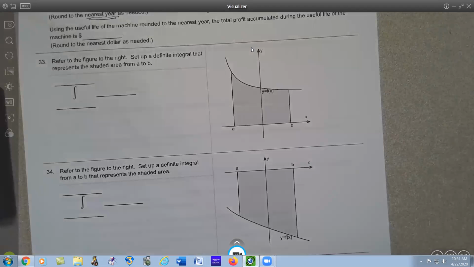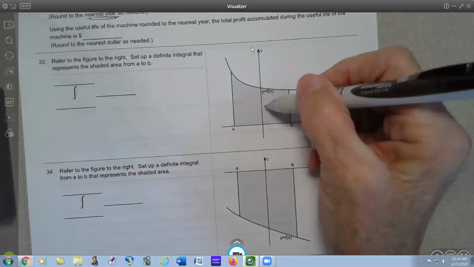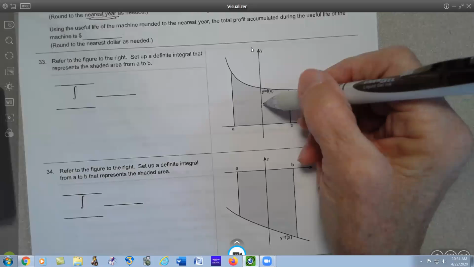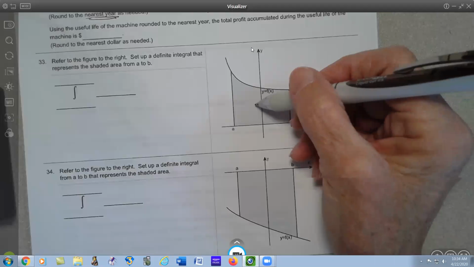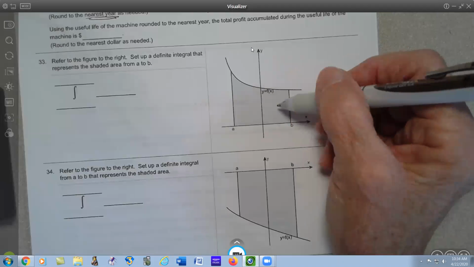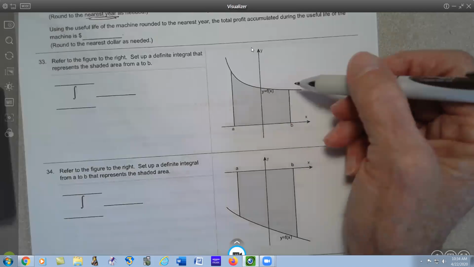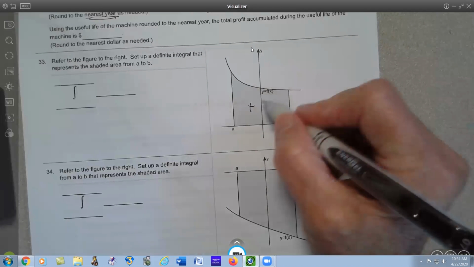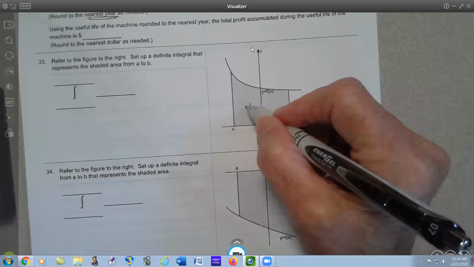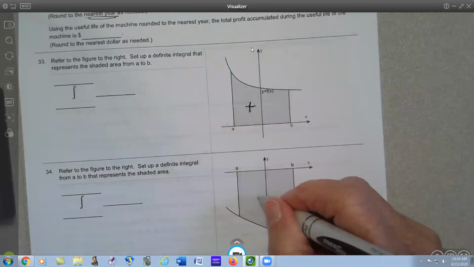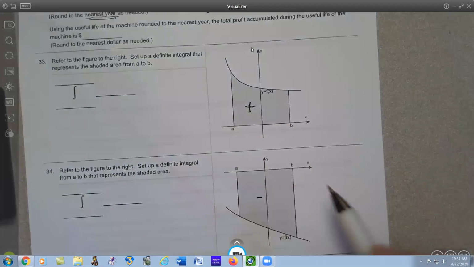This area right here is understood to be what? Sign-wise. Positive? It is positive. Let me put the question mark. That's good. It is positive. If it's below the x-axis, it is negative. So if you need to set this one up, this one's straightforward. You've got A to B, and it's your function.